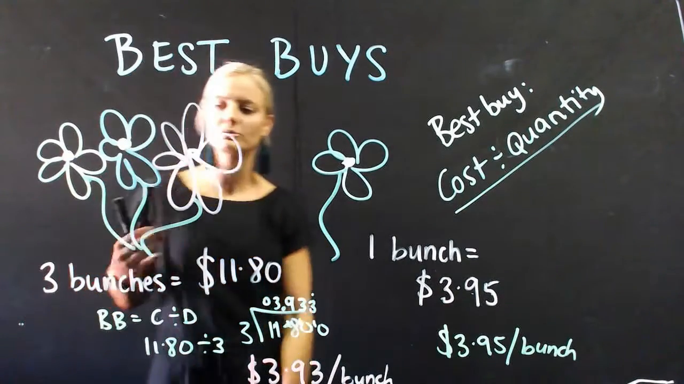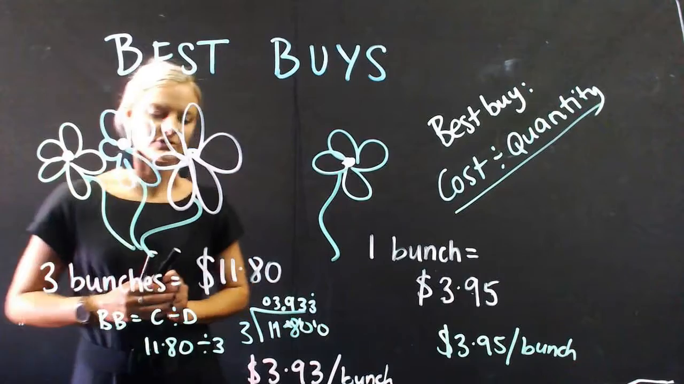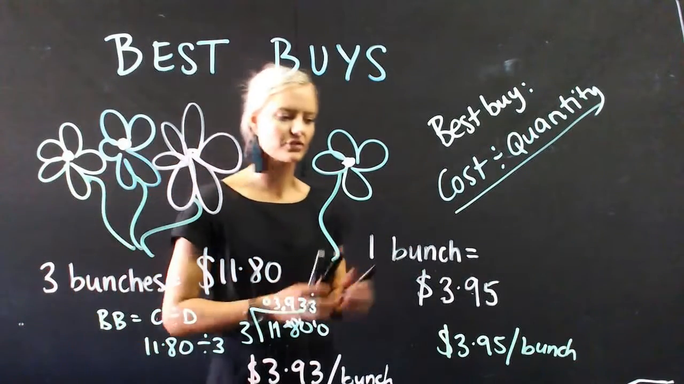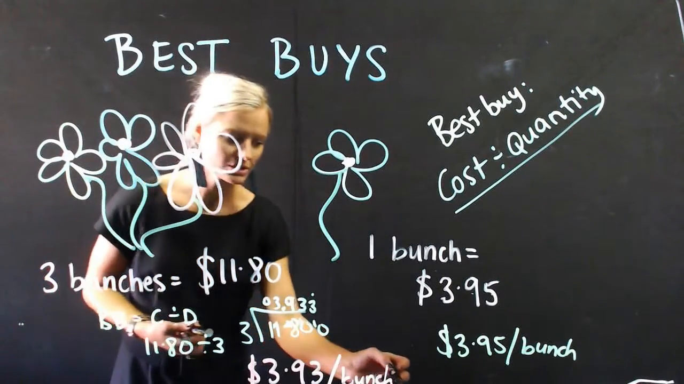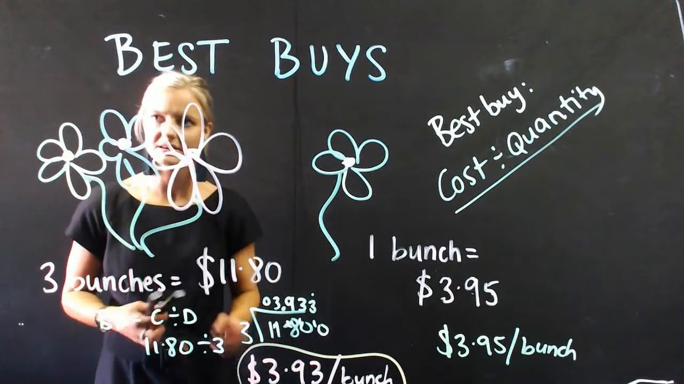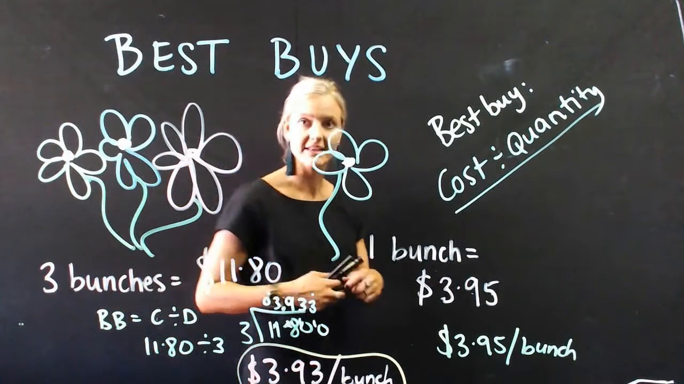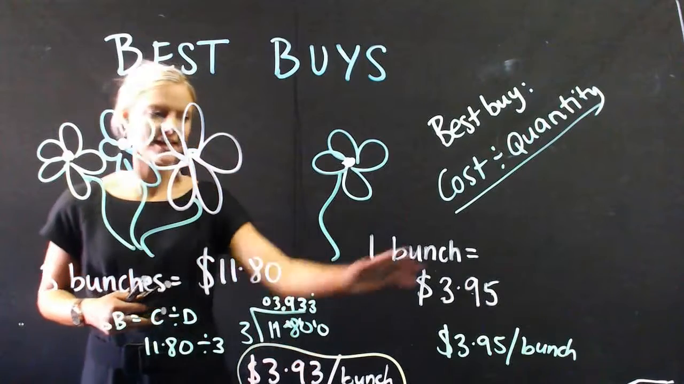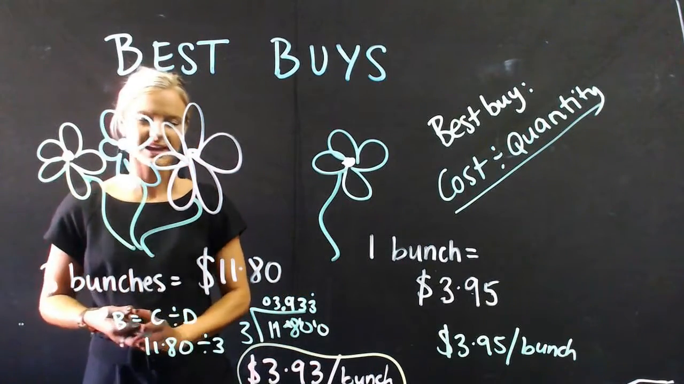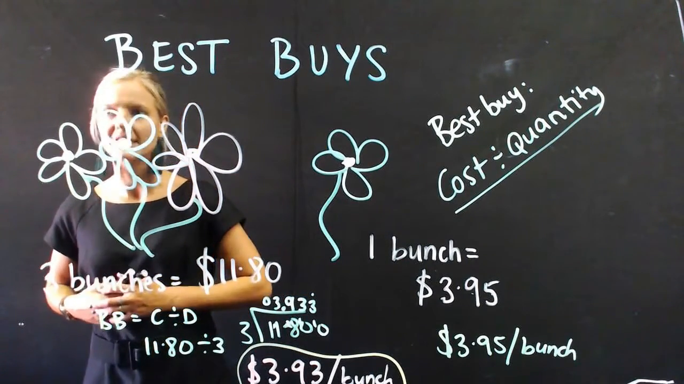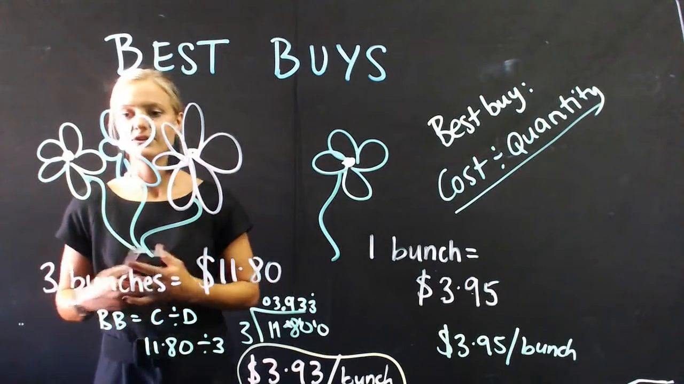Which option would you choose? 3 bunches for $11.80, 1 bunch for $3.95. Well, this one is 2 cents cheaper than buying a single bunch. Okay, so therefore I would buy the 3 bunches of flowers if I had use for them.